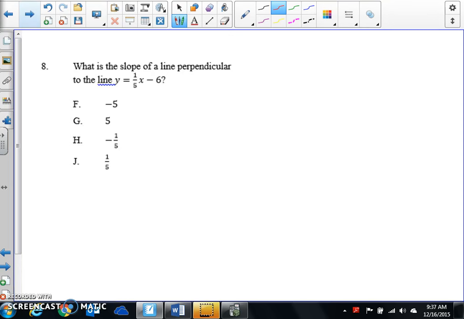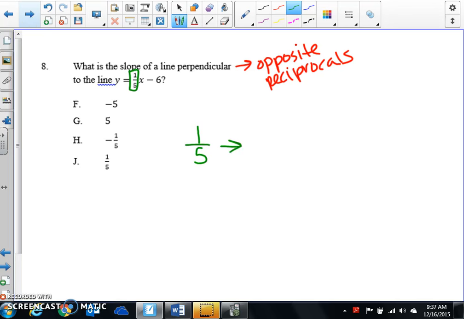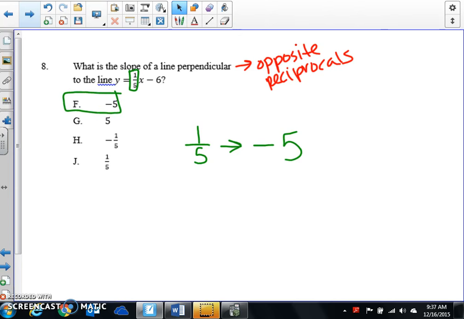Okay, so last one for this video. What is the slope of a line perpendicular? Perpendicular means opposite reciprocals. Okay, so if the slope of this line is 1/5, because it's in y equals mx plus b, opposite of a positive is a negative, and then the reciprocal of 1/5 is just 5. So that's going to be F. Alrighty?